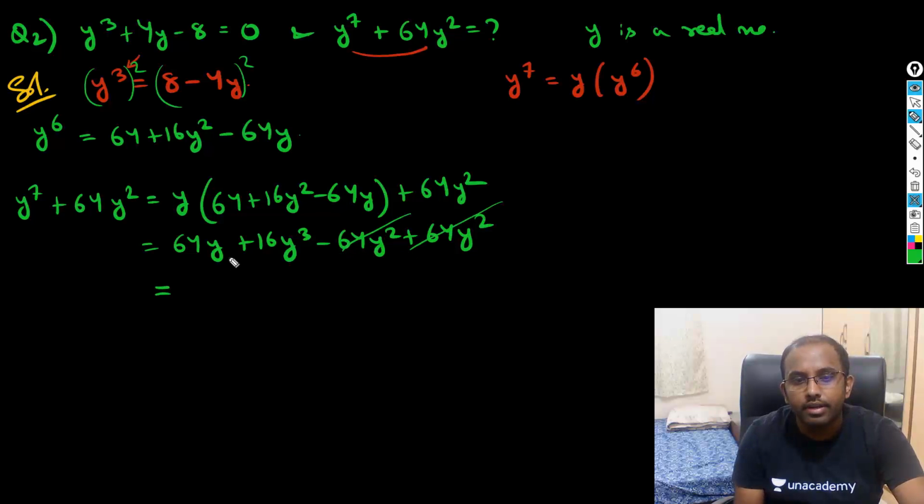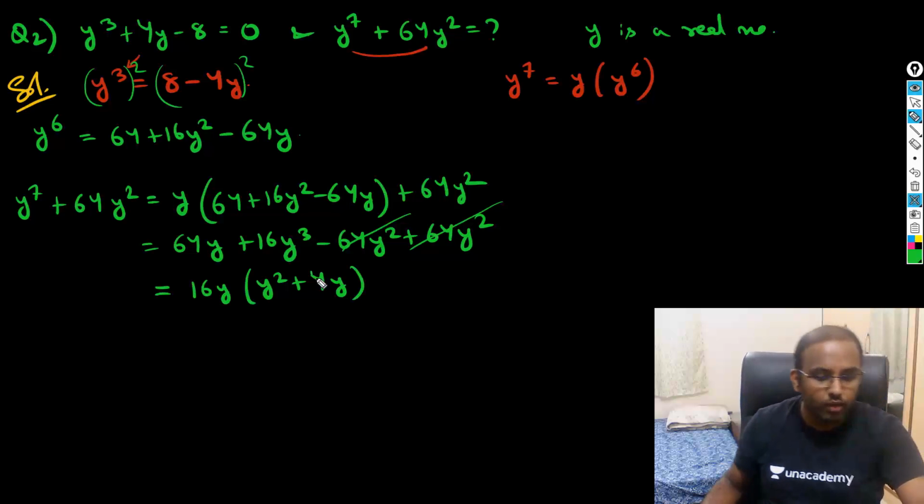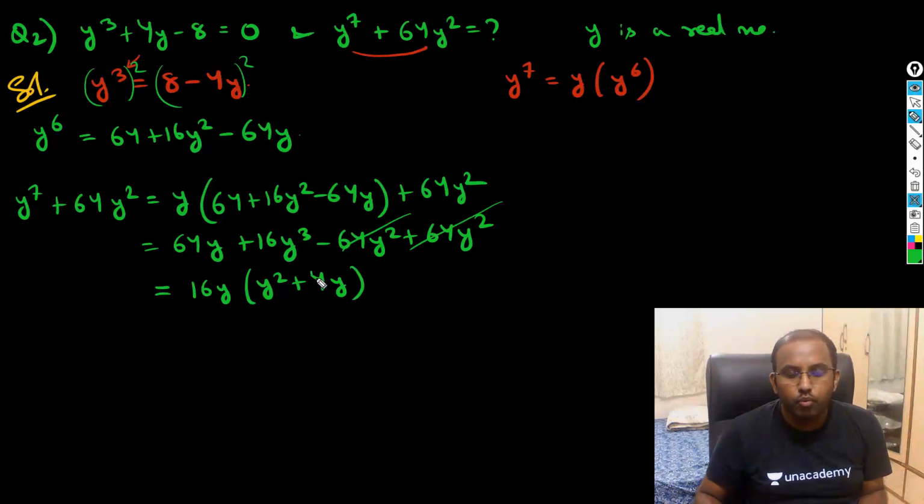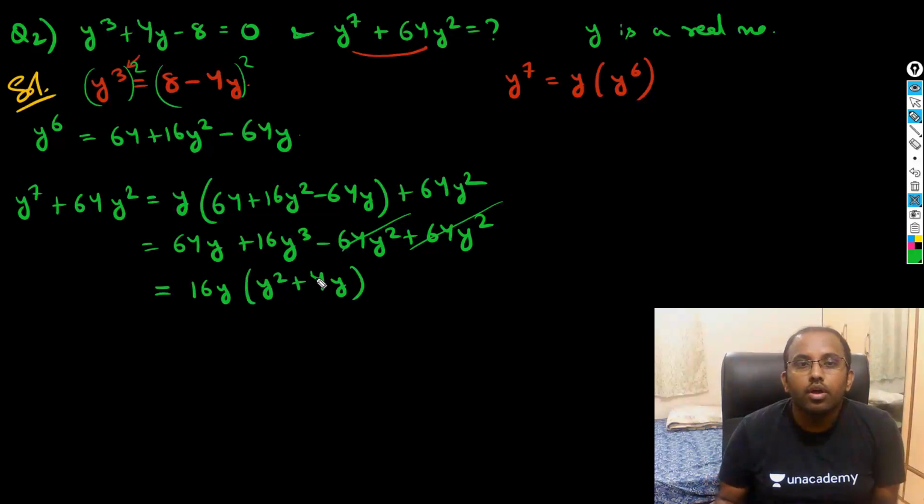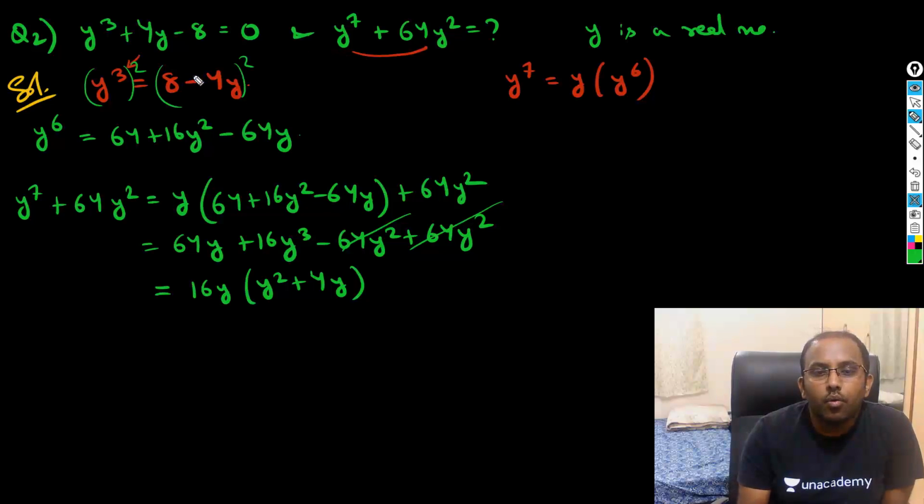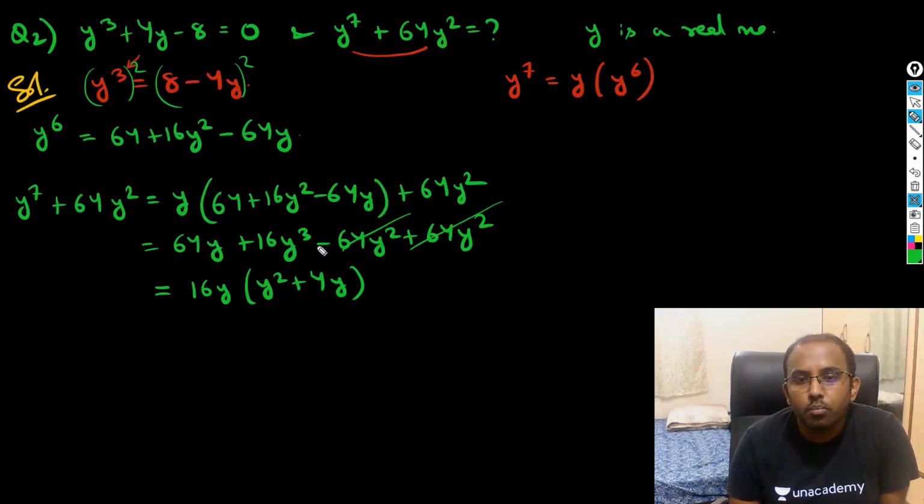I'm getting, you can take 16y common from here, so 16y common, that becomes y square plus 4y. So till here I can reduce the equation. I hope it is clear to everyone, right? Now we have the value given here, y cube plus 4y, right? Yeah, 16y I have taken.